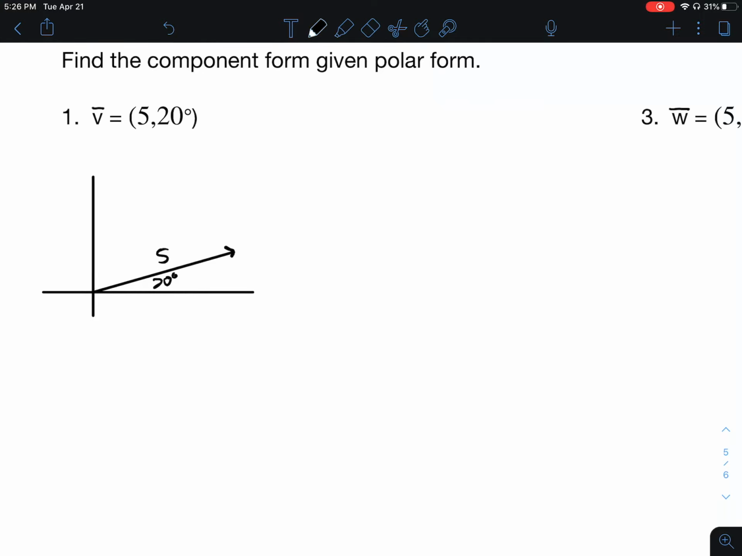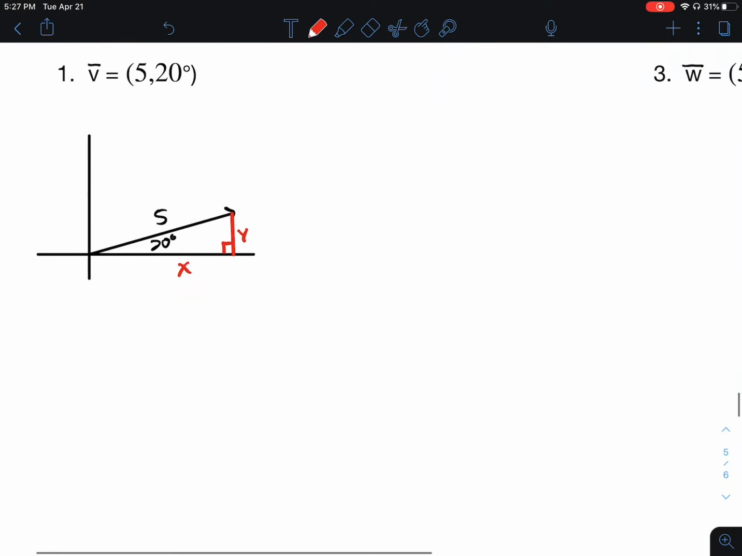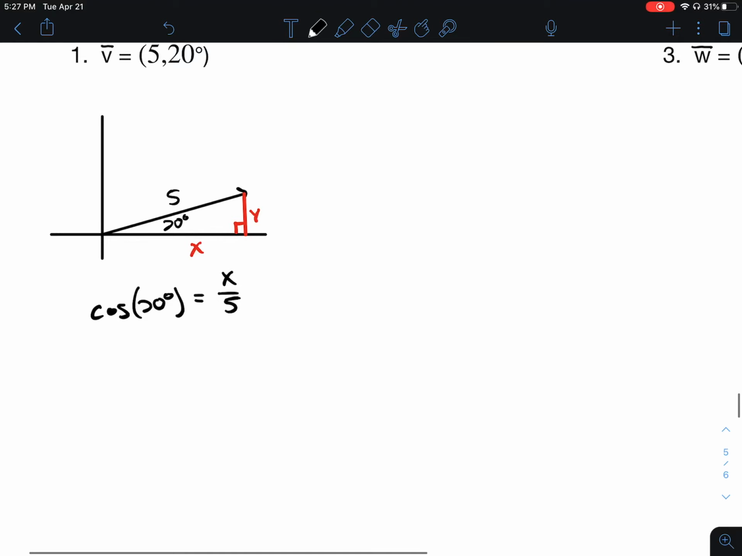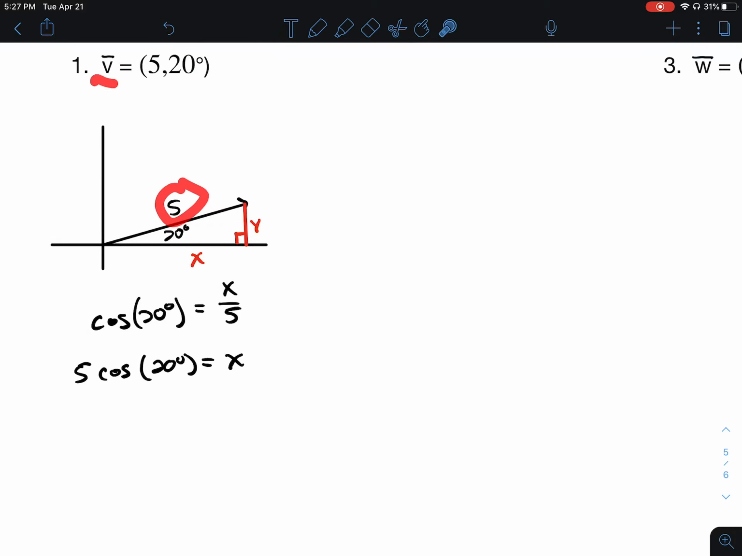To figure out the x and y components of this, we're going to have to use trig. Make a reference triangle. Now when we do this, I'll show you and then I will give you the short version. To figure out the x component, we're going to use cosine. Cosine of 20 degrees is the adjacent leg over the hypotenuse. It's x over r. That's going to make x 5 times cosine of 20 degrees. Keep in mind that r, which is the radius, is 5. We're also saying that's the magnitude of this.